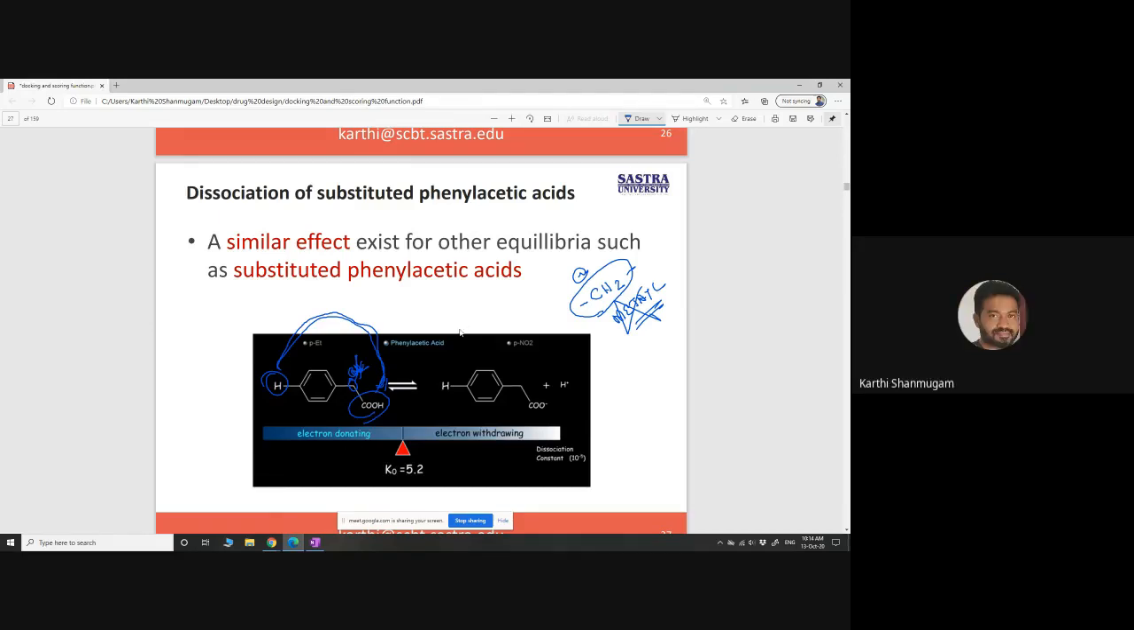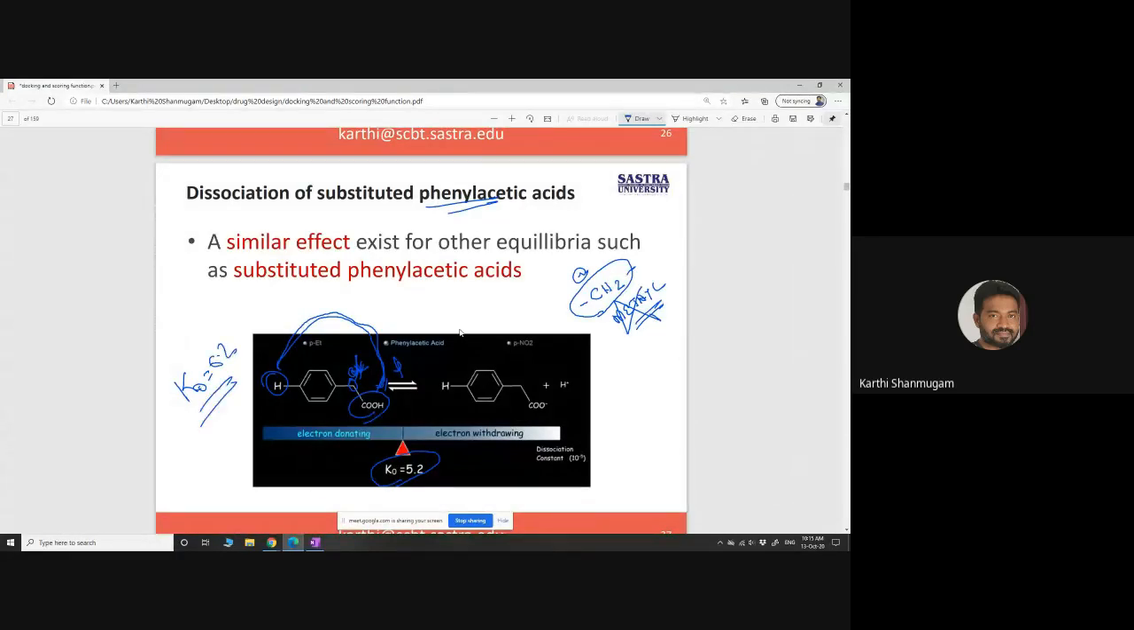So now what he did is, for this series of acid, phenylacetic acid, he again wanted to calculate the dissociation constant, or K. So he calculated the K value for phenylacetic acid. At the para position there's a hydrogen, no substitution. Here you can see the forward and backward reactions are going at almost the same rate. There's an equilibrium, and the calculated K naught value for this reaction is 5.2.